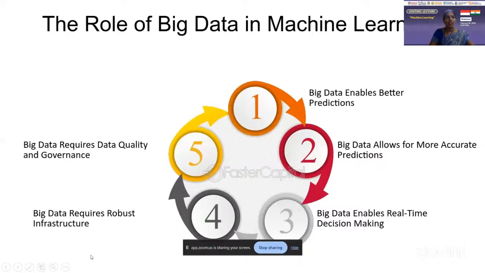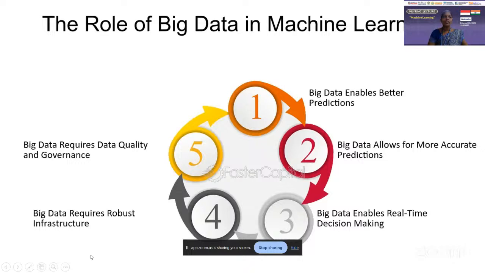Next comes the role of big data and machine learning. This plays a major role. First, improved model accuracy. Here big data provides more examples for training, helping the machine learning models learn better patterns and make more accurate predictions. So that is the first one: it generally improves model accuracy.